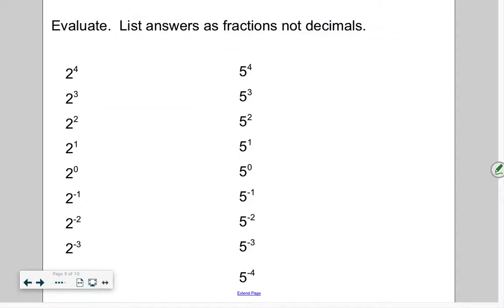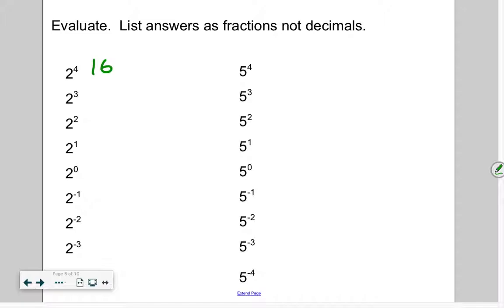All right, now to your white paper. Evaluate, list answers as fractions, not decimals. So if I have 2 to the 4th power, help me out. 2 times 2, 4. Would the other 2 times 2 be a 4? So 4 times 4 would be 16.